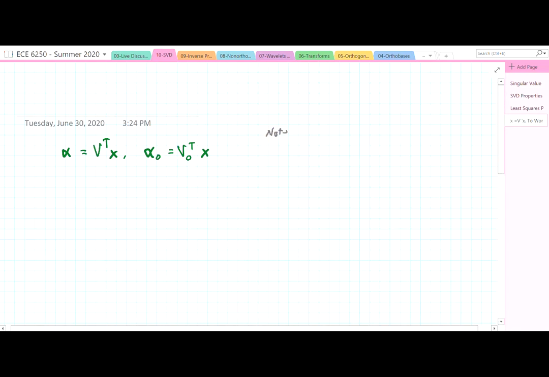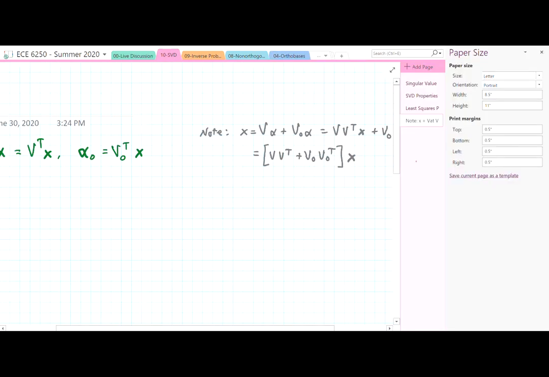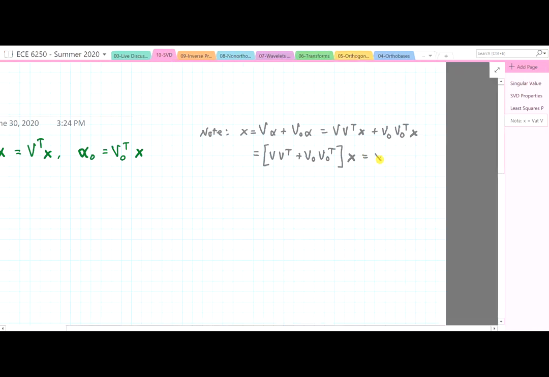So you could note that now we have X is equal to V alpha plus V naught alpha naught. That would be V transpose X plus V naught transpose X, which is equal to V transpose plus V naught transpose times X, which is just equal to X. There we go.